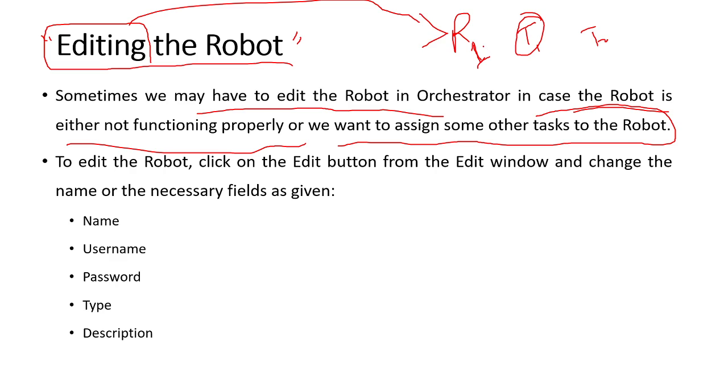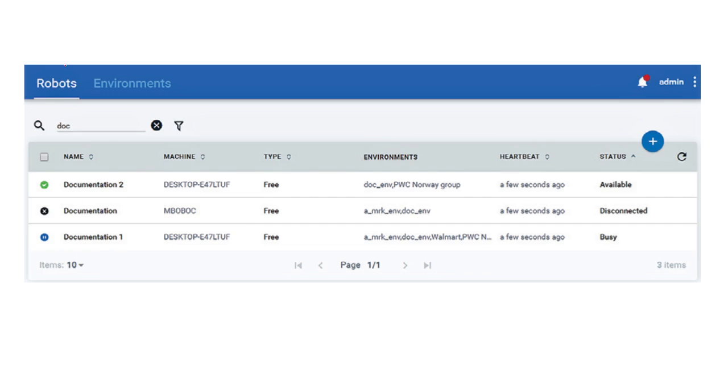The other reason is if you want to edit the properties of that robot, like the name, the username and password, type and description, then you can go for the editing option, right? So that's what the author is telling here. To edit the robot, click on the edit button, and from the edit window, change the necessary fields depending on the requirement. Example, name field you can change, username field you can change, and so on. So this is the interface that will be given to the RPA developer in the Orchestrator server for dealing with the robots.